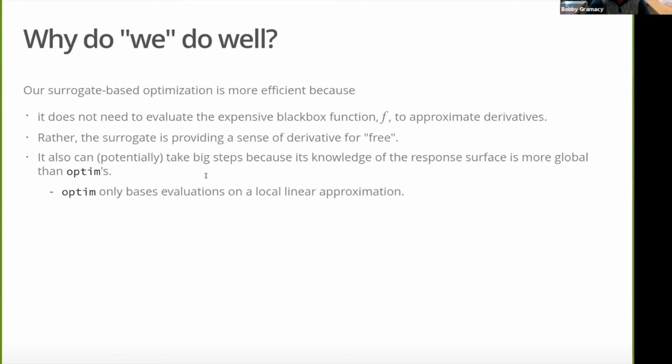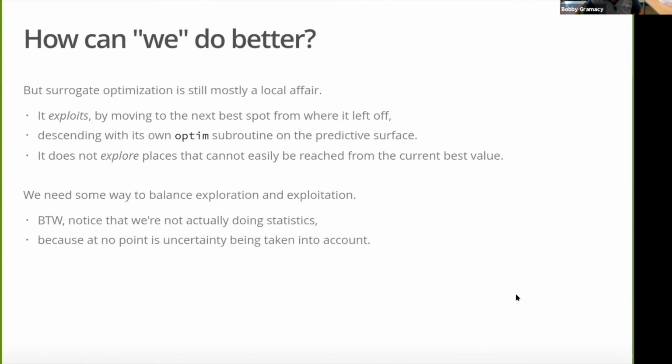Also, we can take potentially big steps in the solution space because our knowledge of the response surface is more global. Optim, using BFGS or any of the other methods that it uses, is maybe going to do a line search away from the current best answer in order to make its decision. It's not going to entertain finding answers anywhere in the entire search domain, even though it may eventually get there. Okay, so that's why we do well.